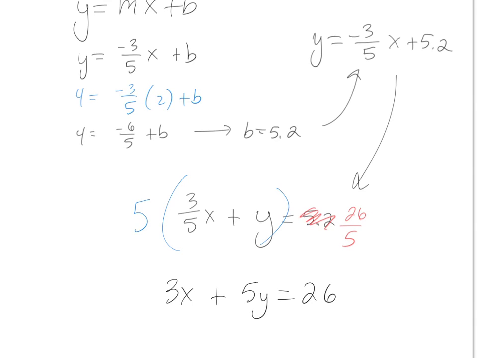Multiply the whole equation by 5. When I multiply 5 times 3/5, what happens to the 5s? They cancel out, leaving 3. 5 times y is 5y. 5 times 26 over 5, those 5s cancel, leaving 26.